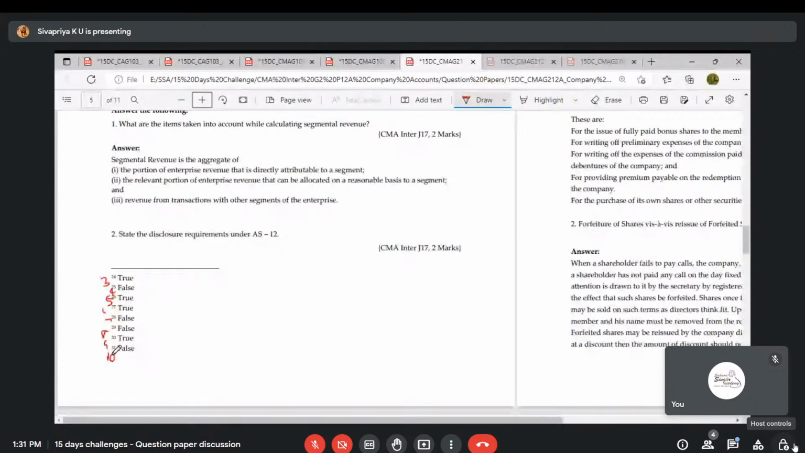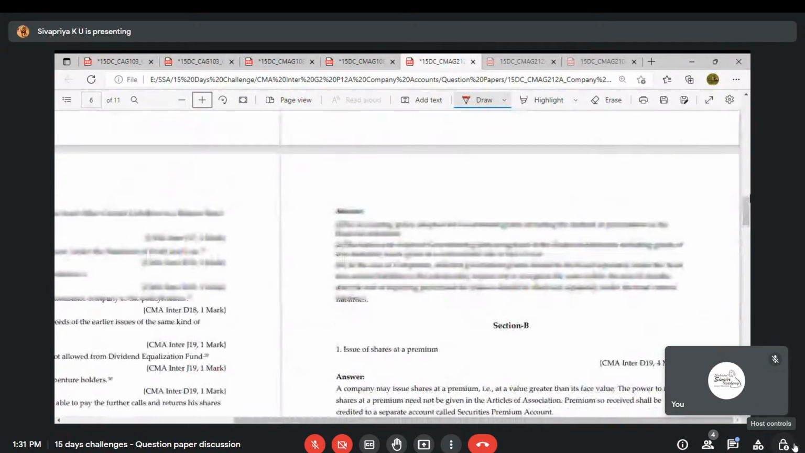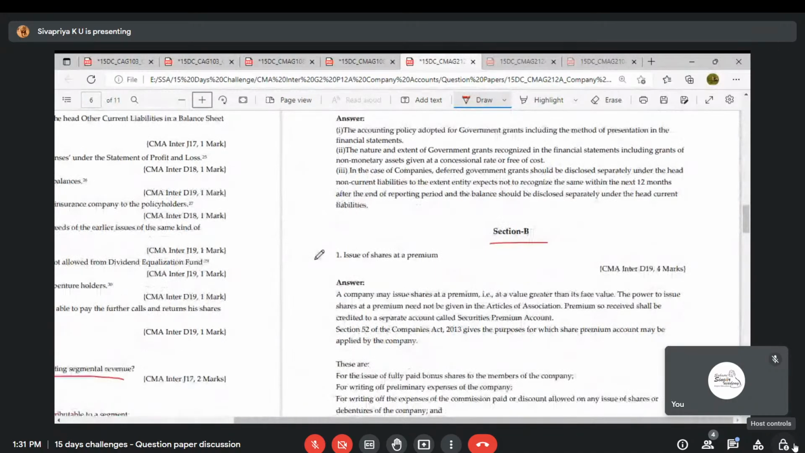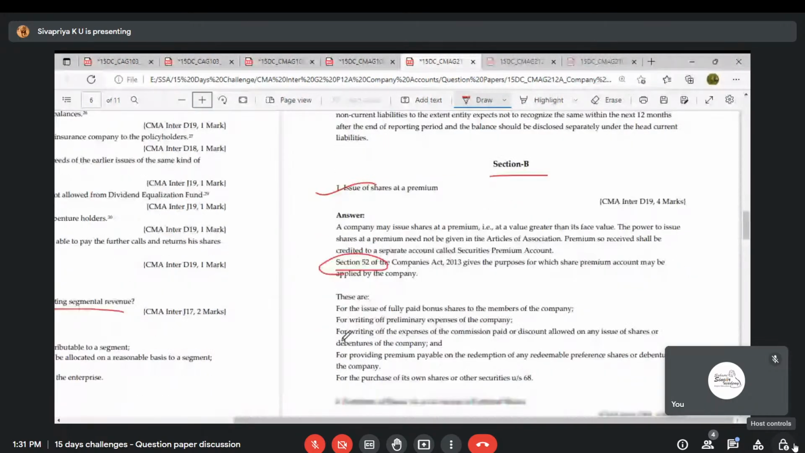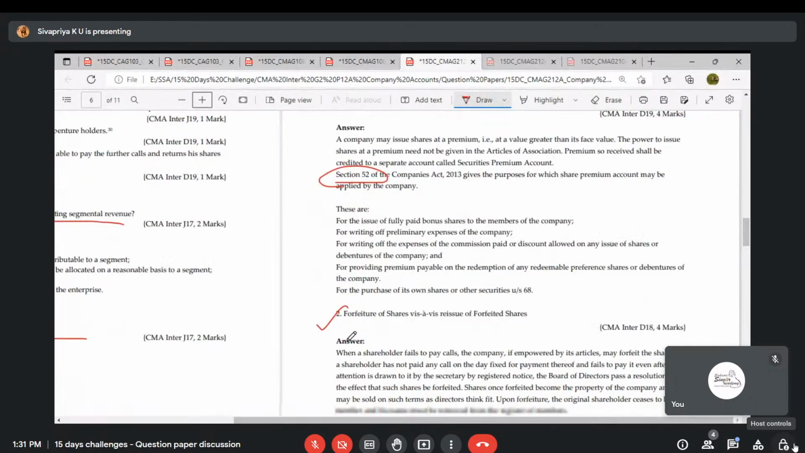Answer the following. What are the factors to be taken into account while calculating segmental revenue? It's a 2 mark question. Any 2 points. Disclosure under accounting standard 12. 2 mark question. Any 2 to 3 points. Section B. Issue of shares at a premium. Discuss. It is 4 mark question. So premium na section number 52 of the Companies Act என்ன சொல்லிருக்காங்க, எதுக்காக யூட்டிலைஸ் பண்ணோம் அப்படின்னு சொல்லிருக்காங்கங்கற டீடைலை இதுல எழுதணும். This is the answer. Forfeiture of shares versus reissue of forfeited shares. 4 marks. So any 4 points எழுதுனா.